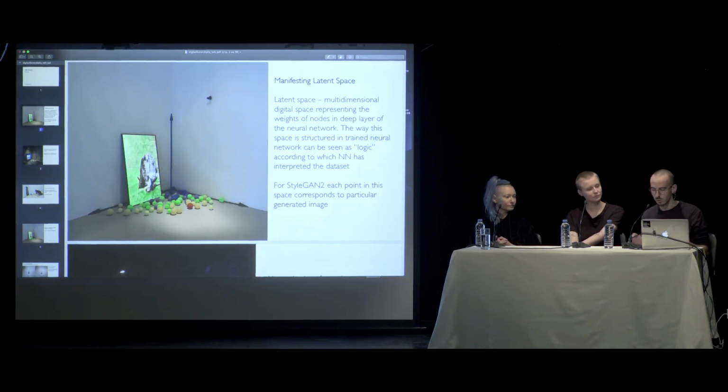So, my work is called Manifest in Latent Space. I hope that you had time to see it and maybe even interact with it. And I'll start by elaborating on its title.